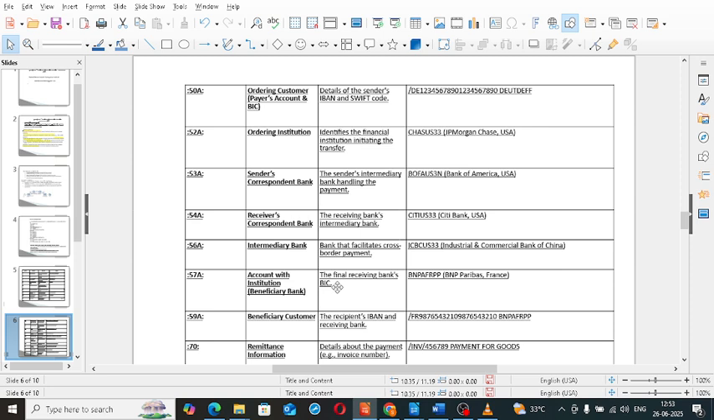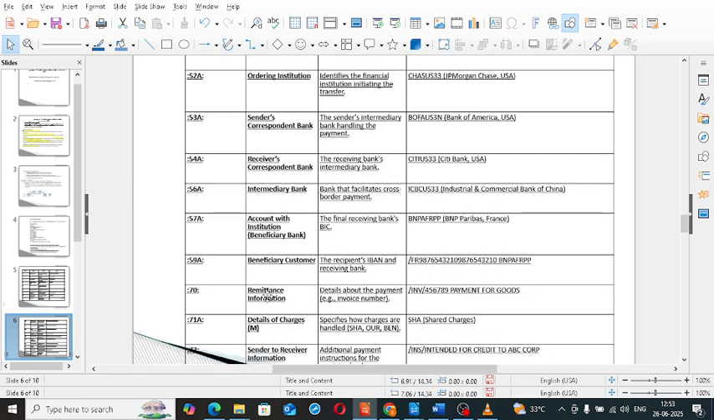53A is the sender's correspondent BIC. 54A is the receiver's correspondent BIC. 56A is the intermediary BIC. 57A is the account with institution BIC. 59 is the beneficiary customer. 70 is the remittance information. It's for the structured format.